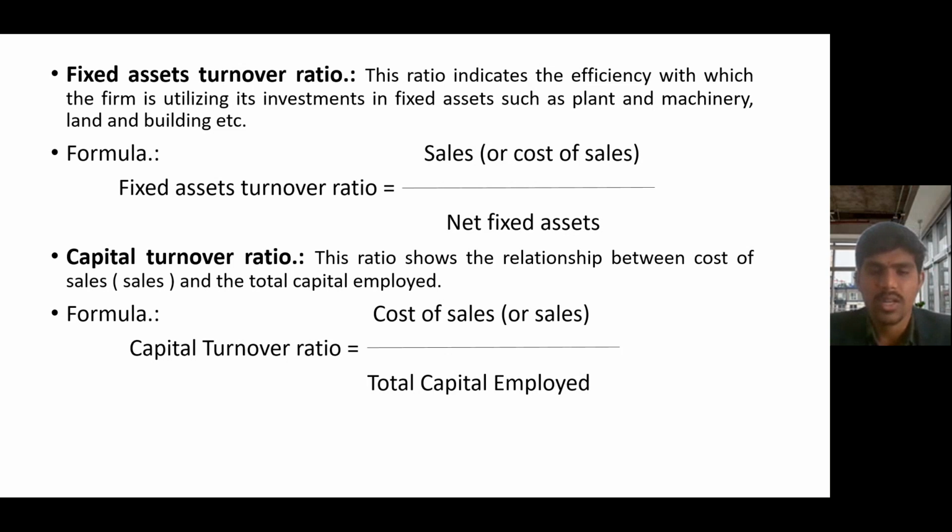The formula for fixed asset turnover ratio is sales or cost of sales divided by net fixed assets. So how much sales I made for a year, and what are the total net fixed assets I am having. Okay, next is capital turnover ratio. This ratio shows the relationship between the cost of sales or sales and the total capital employed, how much capital is employed within the business. The formula for capital turnover ratio is equal to cost of sales or sales divided by total capital employed. So this is what the capital turnover ratio tells.